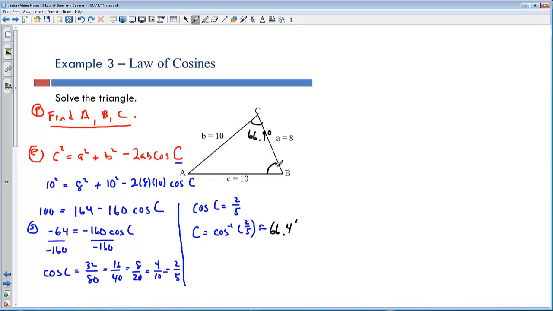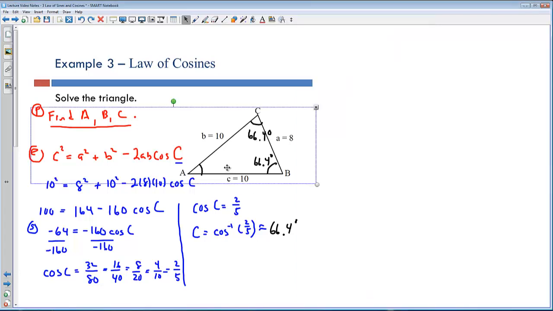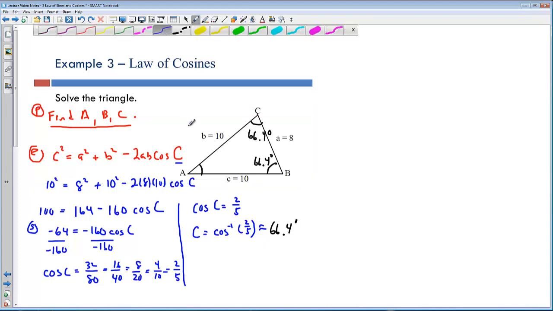Now, because this is an isosceles triangle, we could actually say that this side here should be exactly the same, because this is 10 and 10, so this should probably also be 66.4 degrees. And since we know that all the angles need to add up to 180 degrees, we know that this angle right here should be about 180 minus 66.4, and minus another 66.4, and we get our answer here of about 47.2 degrees. So here we can write 47.2 degrees.